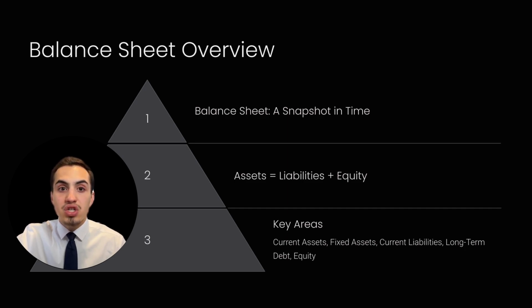First is the balance sheet. Think of it as a financial snapshot. It shows the company's assets, liabilities, and equity at a specific point in time. It always follows the fundamental accounting equation as you see here. Assets must equal liabilities plus equity.